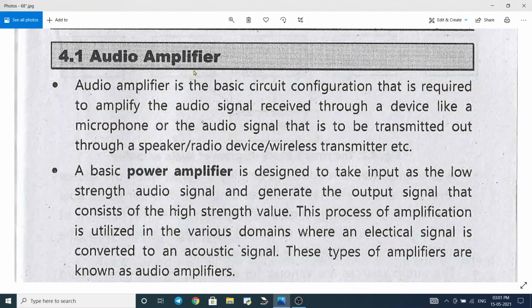The amplifier circuit used to amplify the signal in audio frequency range is called an audio amplifier. So audio amplifier is a basic circuit configuration that is required to amplify the audio signal. The audio signal may be received through a device like a mic or microphone.